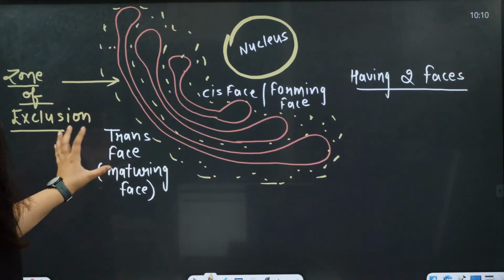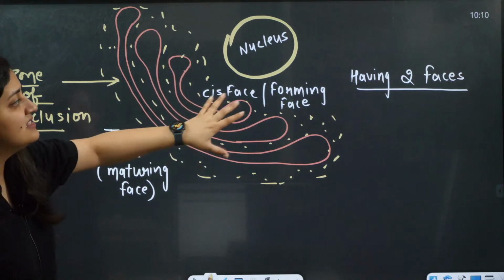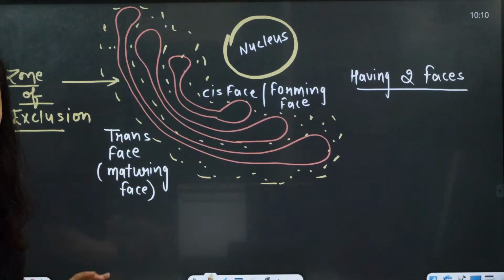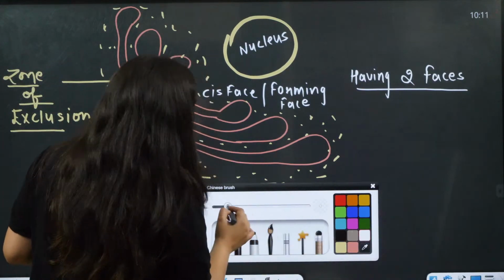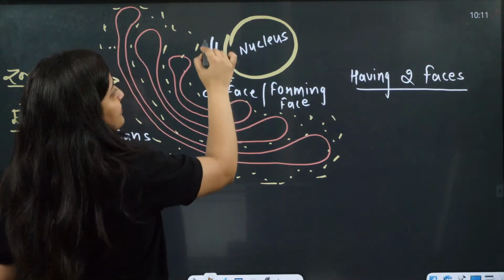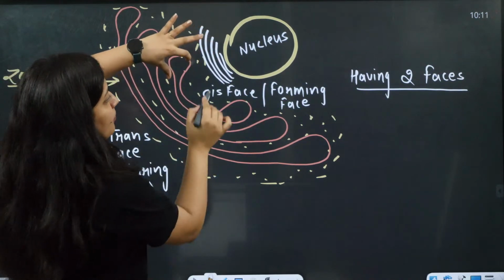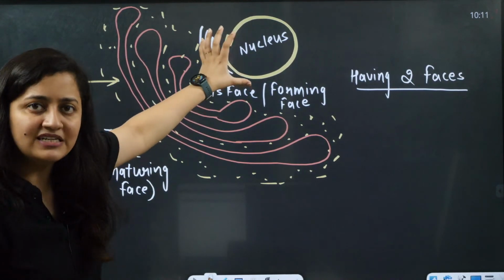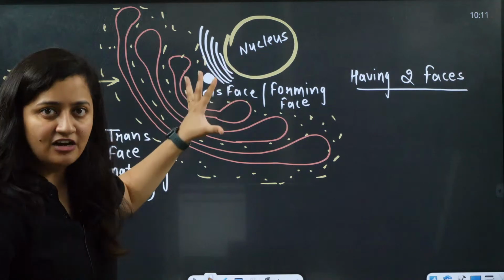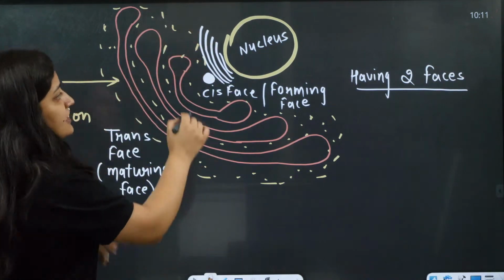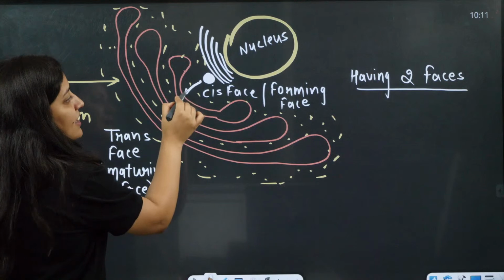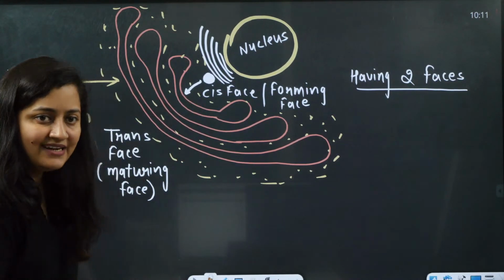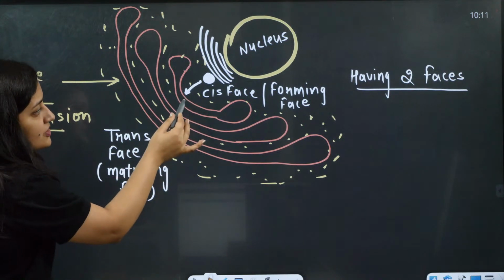Zone of exclusion. Near to this nucleus, there will be the cis face, the forming face, and on this side there will be the trans face, the maturing face. Now, what is going to happen here? You will be having the endoplasmic reticulum as well. From the endoplasmic reticulum, some transporting vesicles will come. Let's say it is rough endoplasmic reticulum, which forms the protein. This transporting vesicle will come and fuse with the membrane of this Golgi apparatus.